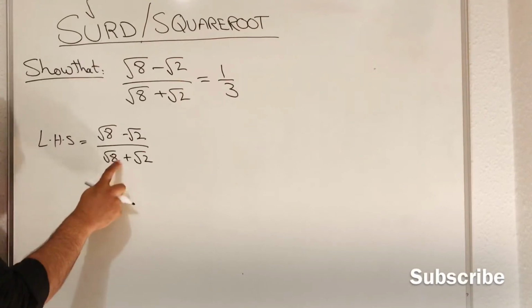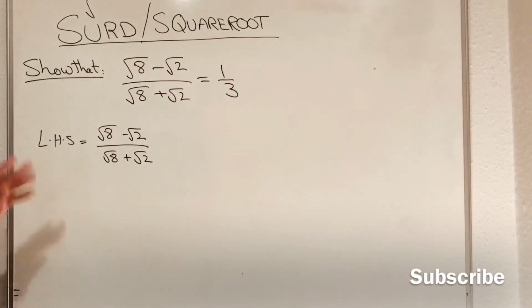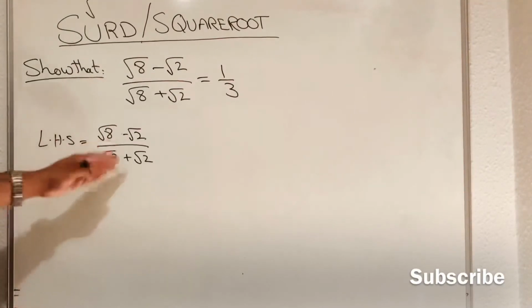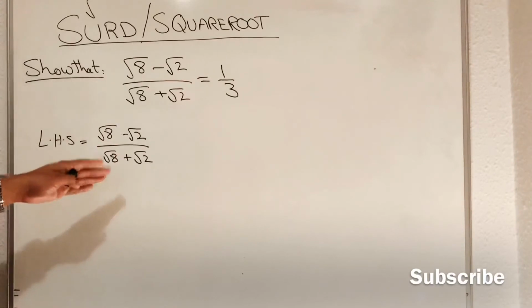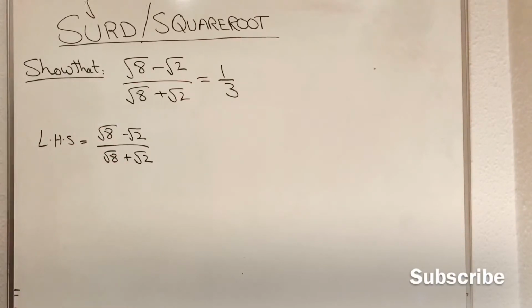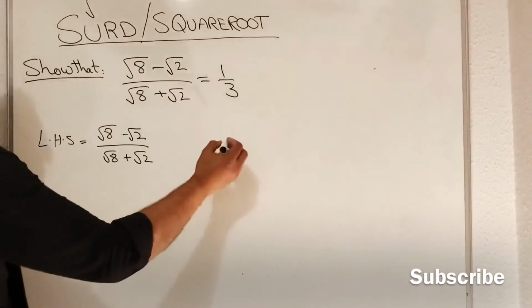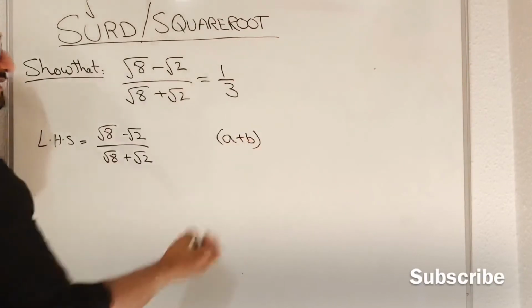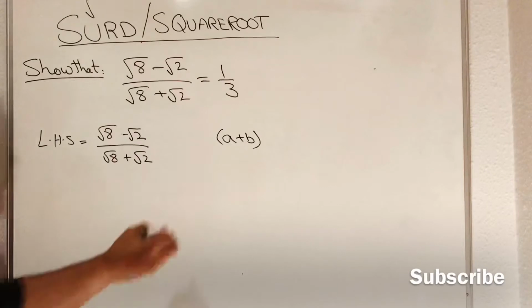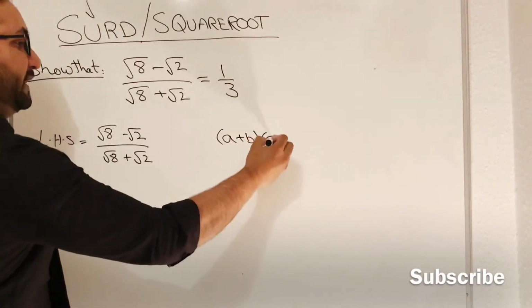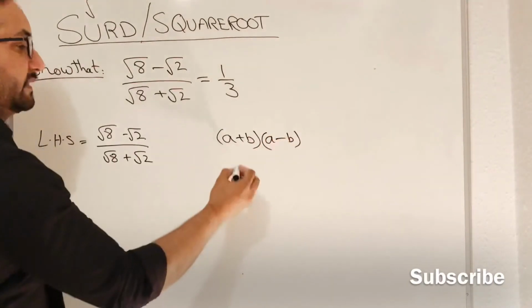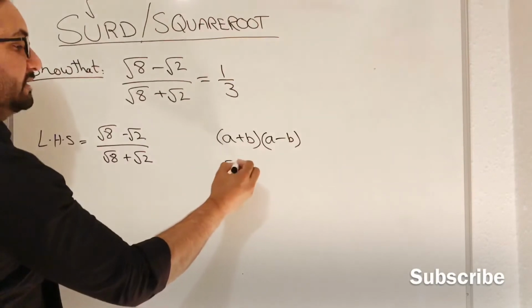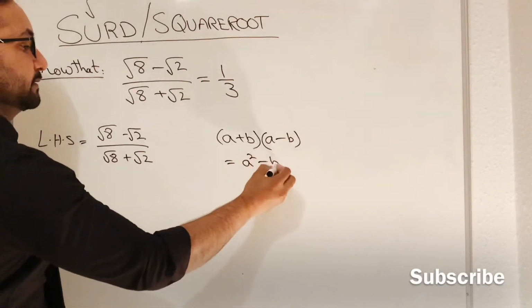Now we can see here we have surds in the denominators. We need to rationalize that part first and then simplify. So which operation will we use to get our answer? There is a formula: if we have this one value, a plus b, and this bracket is multiplied by a minus b, then we get the answer a squared minus b squared.